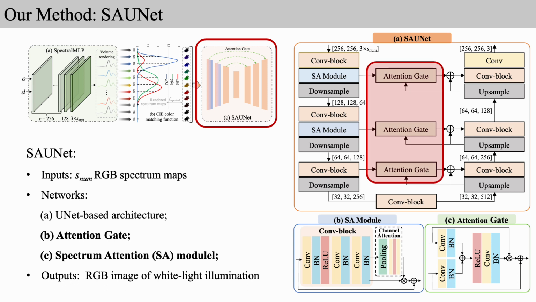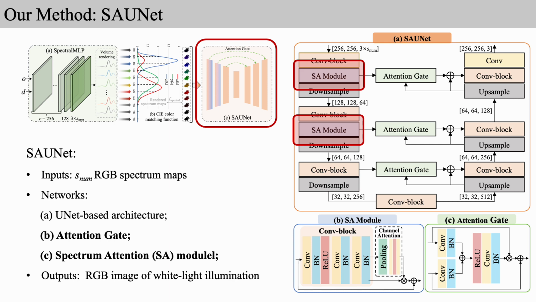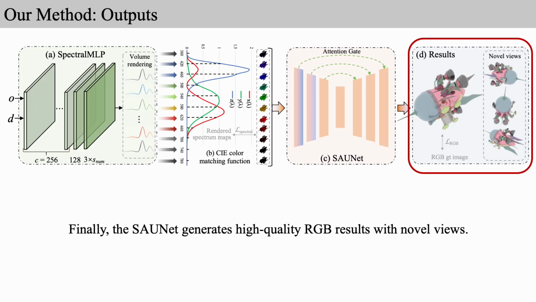The high-level features before outputting to the next decoder stage are guided by the low-level features from the encoder using the attention mechanism. We further design a spectrum attention (SA) module to better explore the correlations of spectrum maps. Finally, the SAU-net generates high-quality RGB results with novel views.